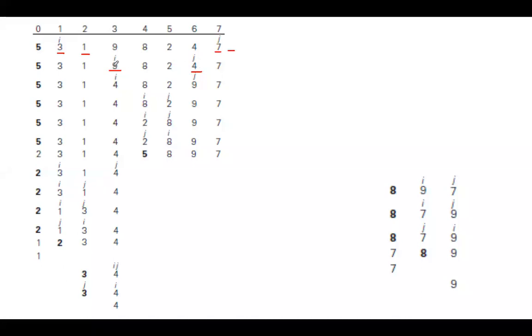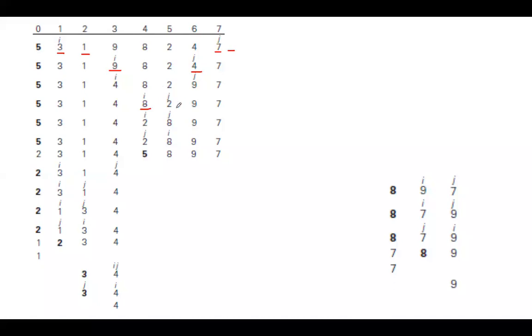We will swap A of I and A of j. We are going to swap these two things. Is it clear? Next, I is here. Increment the I value. A of I is greater than 5. This condition is true. We will stop here.